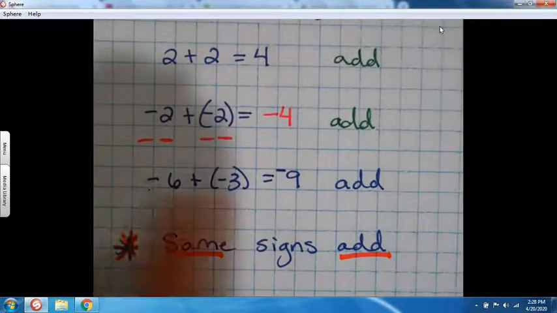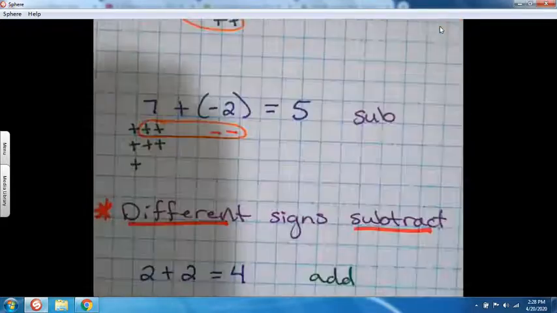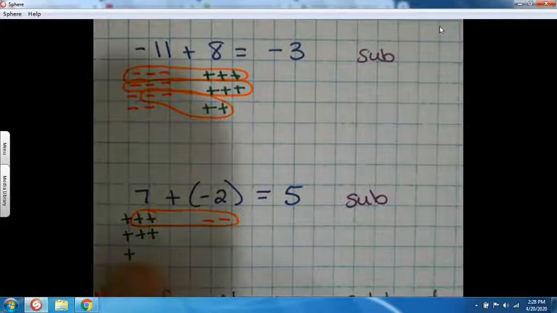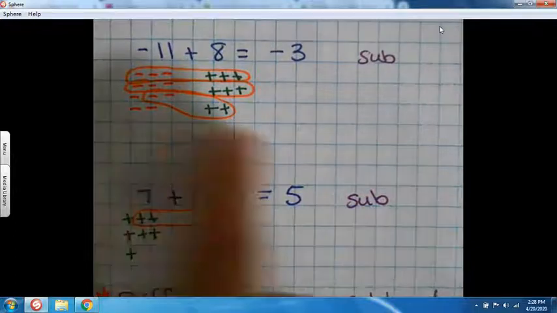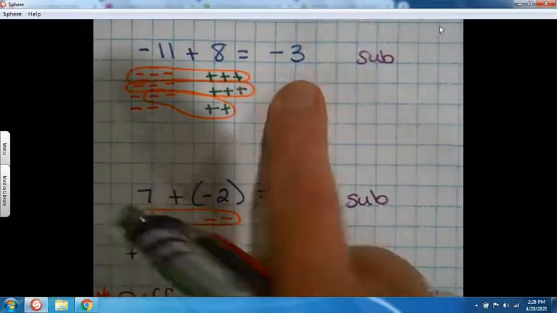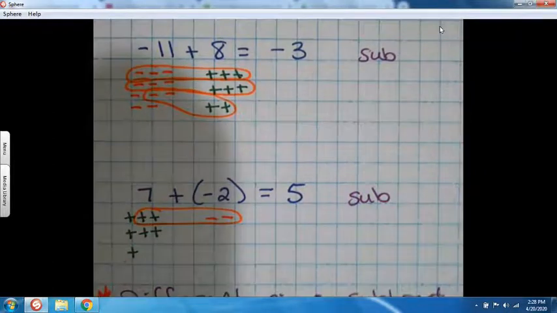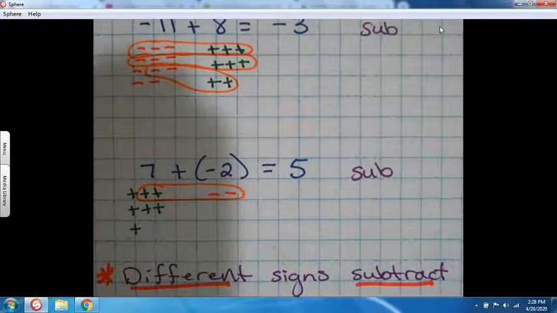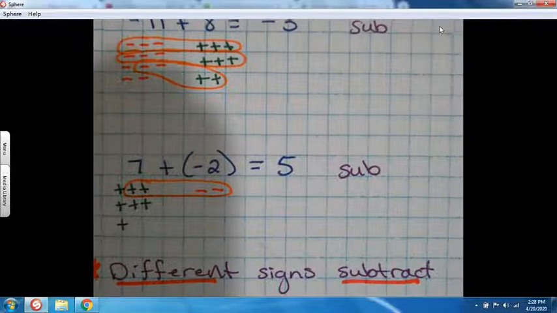Both negatives, negative. Up here, it's different. Up here, you just have to figure out where there's more. There's more positives, so your answer's positive. There's more negatives, so your answer's negative. And when the signs are different, we subtract. Okay? Easy, right? All right, let's do some more subtracting ones.